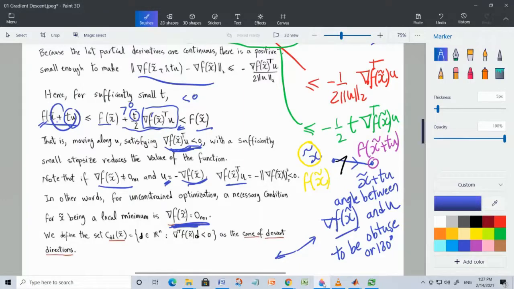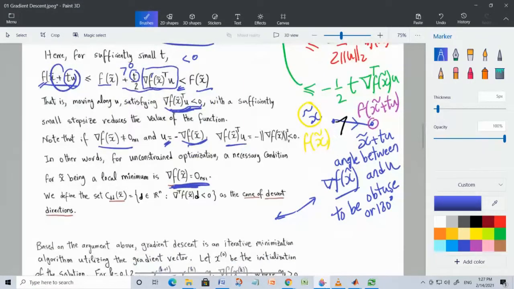Okay, now we define a very important set called the cone of descent directions. So basically, this is a cone. A cone is a type of set. What does it mean that S is a cone? If, let's say, gamma belongs to S, then alpha gamma belongs to S, where alpha is greater than or equal to 0. That's the meaning of a cone.